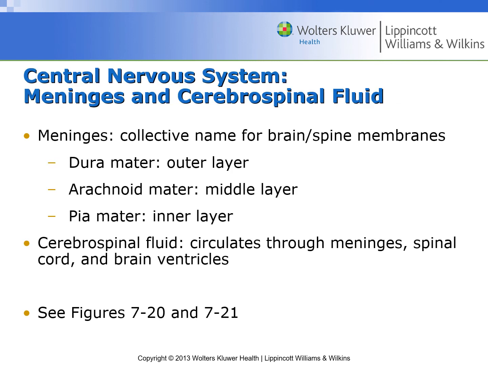Now let's take a look at the central nervous system, beginning with the meninges and the cerebrospinal fluid. The meninges is the collective name for the brain and spine membranes. There is the outer layer, which is referred to as the dura mater, the middle layer, which is referred to as the arachnoid mater, and the inner layer, which is referred to as the pia mater. Cerebrospinal fluid circulates through the meninges, the spinal cord, and the brain ventricles.